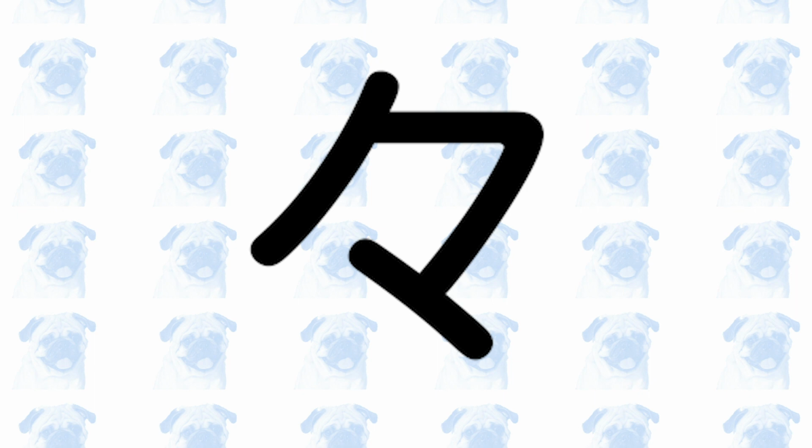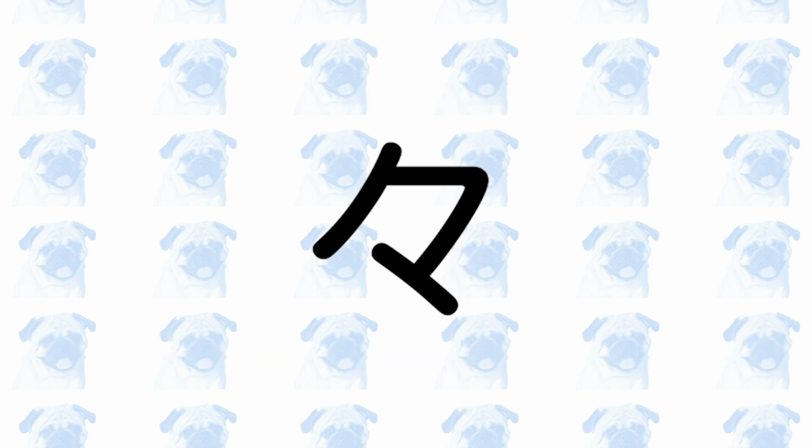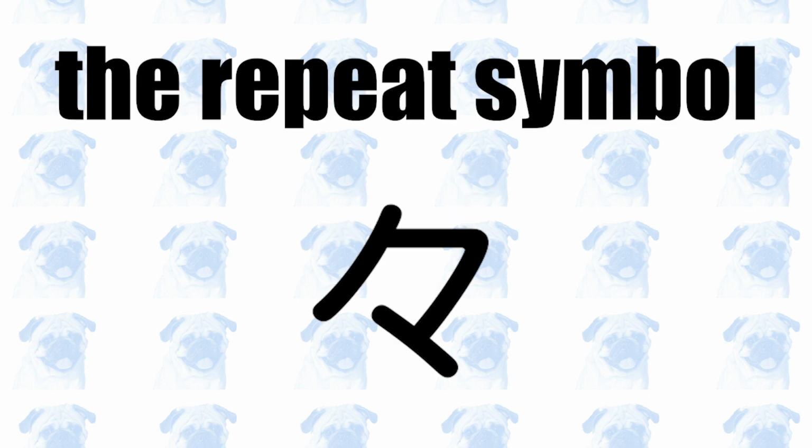Now, the reason why it doesn't have a reading is inextricably linked to its usage. That is, this symbol is used to indicate that the preceding kanji character is repeated. In other words, the pronunciation of this symbol by itself is indeterminate. Therefore, for convenience's sake, I will henceforth refer to this symbol as the repeat symbol. Let's have a look at a few examples.